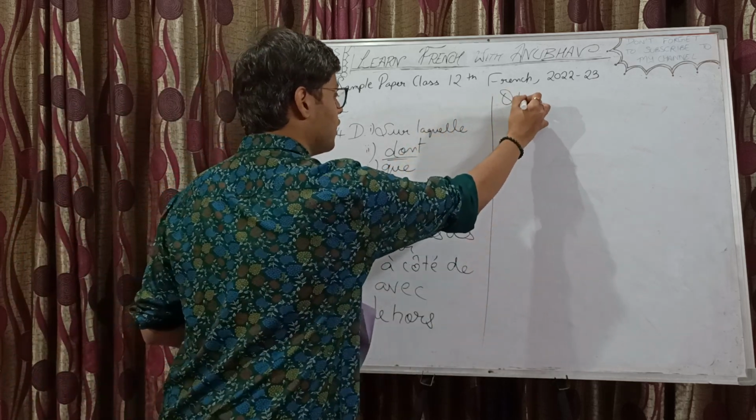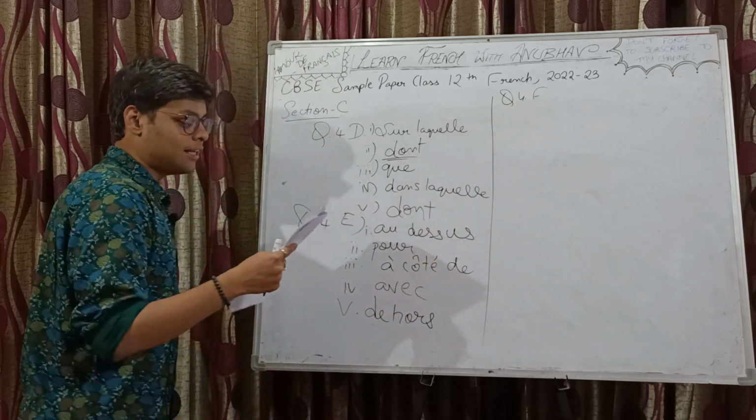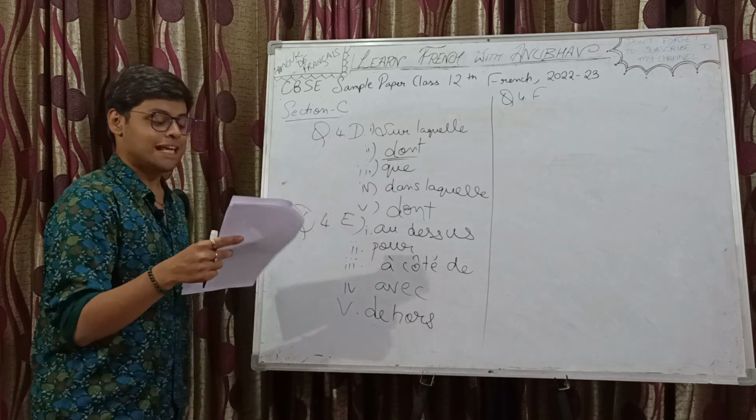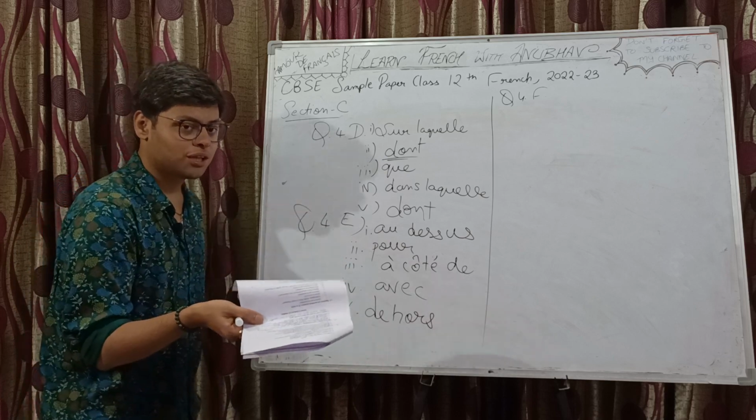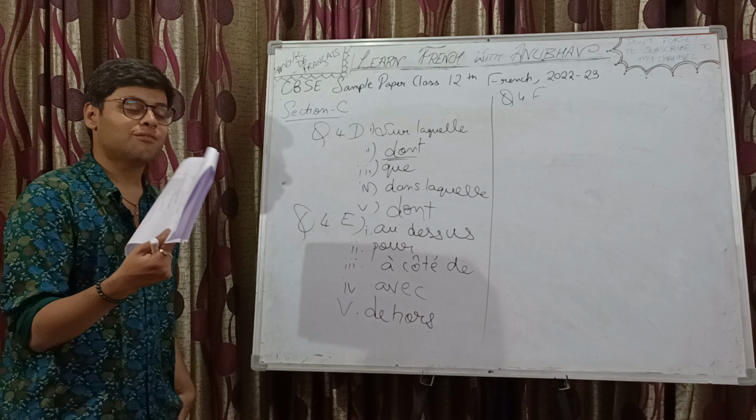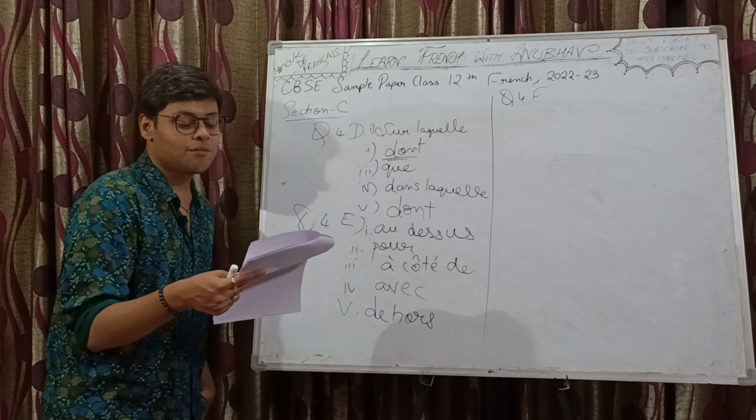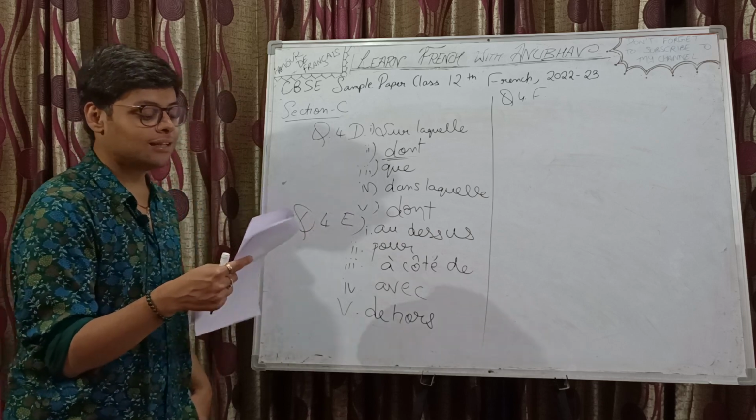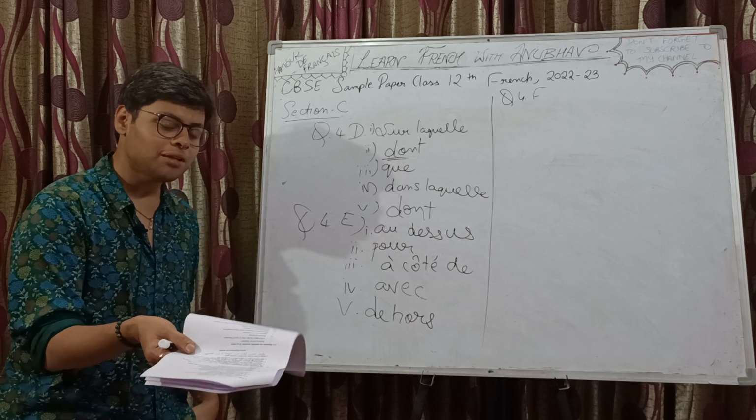Question number 4, F. Again, it's a very simple one. Complétez avec des adjectifs ou des pronoms interrogatifs. So see, when you are using a pronoun, it's not followed by a noun. It's directly followed by a verb because you are using that pronoun for that noun only, right? So there's no point in writing the noun again.